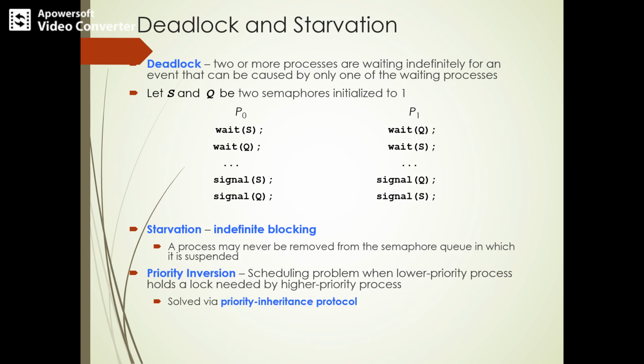Another problem related to deadlock is indefinite blocking, or starvation. What is indefinite blocking? It is a situation where a process needs to wait indefinitely within the semaphore. It is not given any chance. There is also priority inversion, where a lower priority process holds a lock needed by the higher priority process.